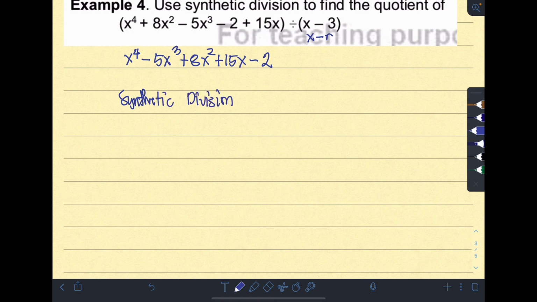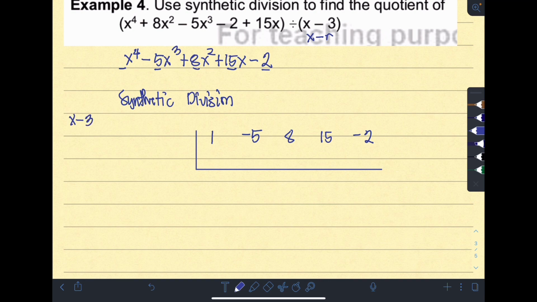Synthetic division. Okay, so in synthetic division, we only need to write our coefficients of the terms. Okay, so I'm underlining the coefficients. So you have 1, -5, 8, 15, and -2. And then since our divisor is x minus 3, and we follow the form x minus r, therefore, our r here is 3. Okay, our r is 3. So we are going to write 3 in the opposite corner.